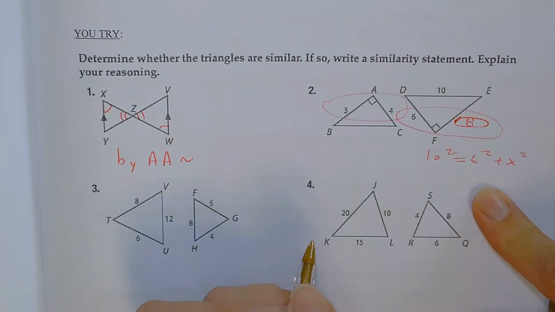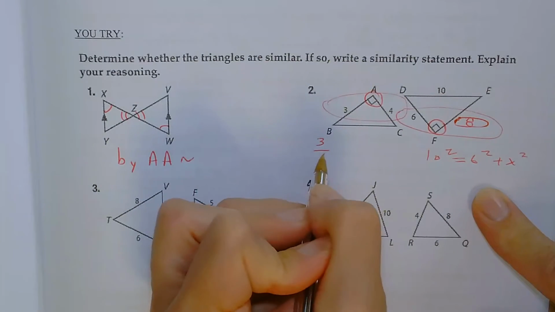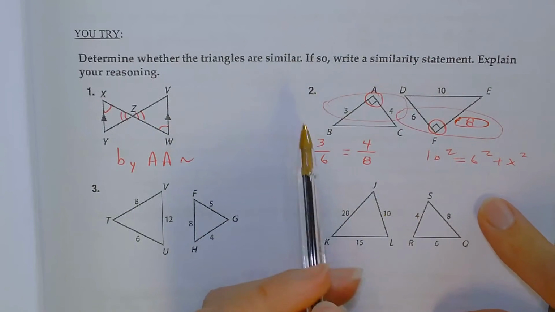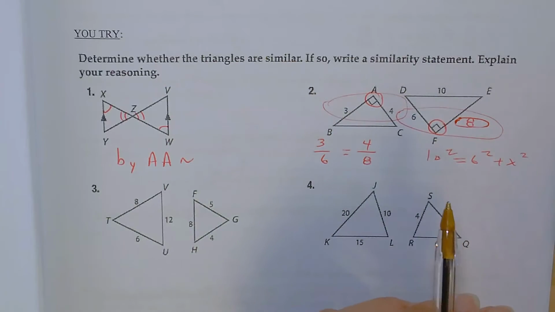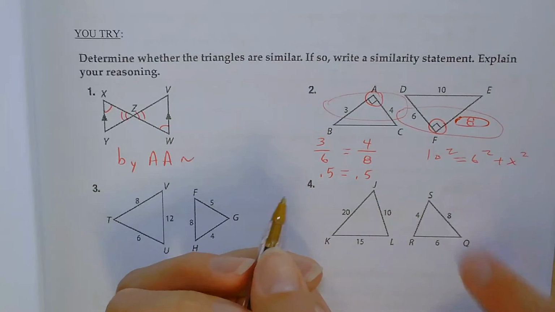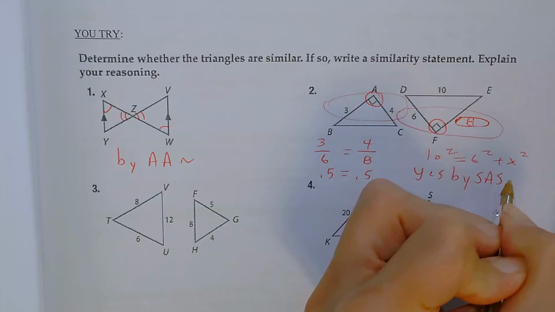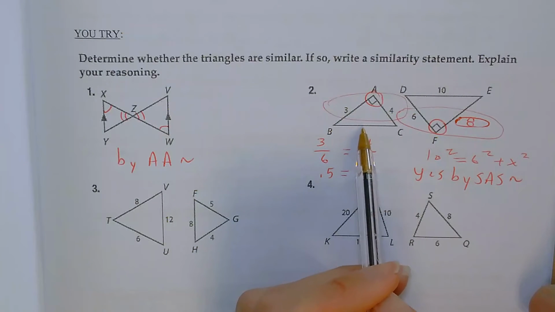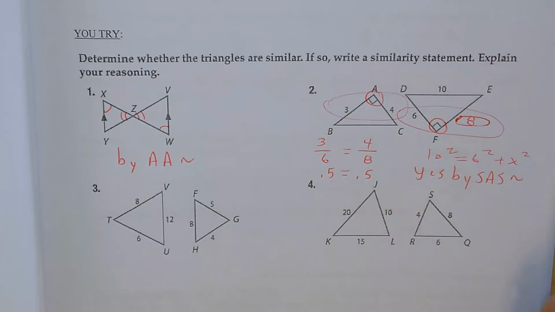Now I'm going to check for SAS. So my included angles match, but does 3 over 6 go with 4 over 8? That's the question. So we have to make sure that 3 over 6 reduces to the same scale factor as 4 over 8. That totally does, right? It's 0.5 and 0.5. Okay, so we can say these triangles are similar by SAS similarity. Another option would be to get a 5 here with Pythagorean theorem and then use SSS. It works also if you'd like to use that.